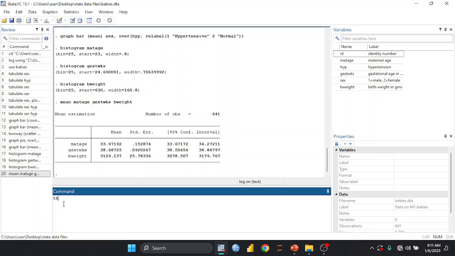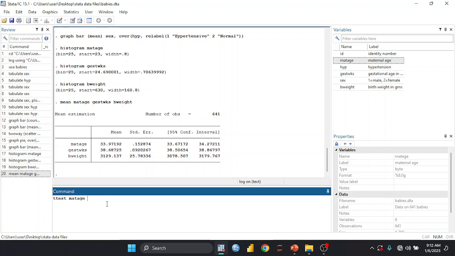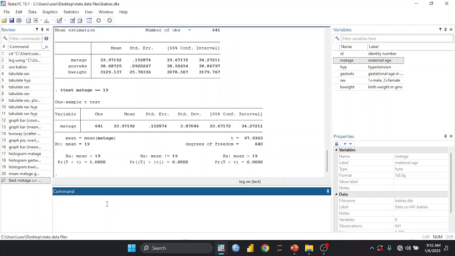So we write t-test. It's a simple command in Stata. T-test. So what are we testing? You can select maternal age from here by double clicking. All right, then we have the double equal to, that's the logical expression, or a logical function, to test if it is true or false. So we want to test if it's 19, then enter.